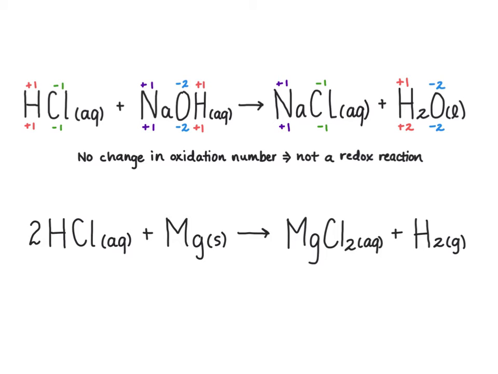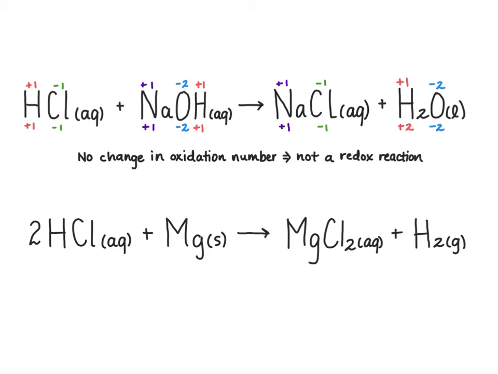This is typical for double replacement reactions. If you think back to Science 10, when we learned about double replacement reactions, we learned not to change the charge on the metal ions, and that's because there's no oxidation or reduction taking place in these reactions.